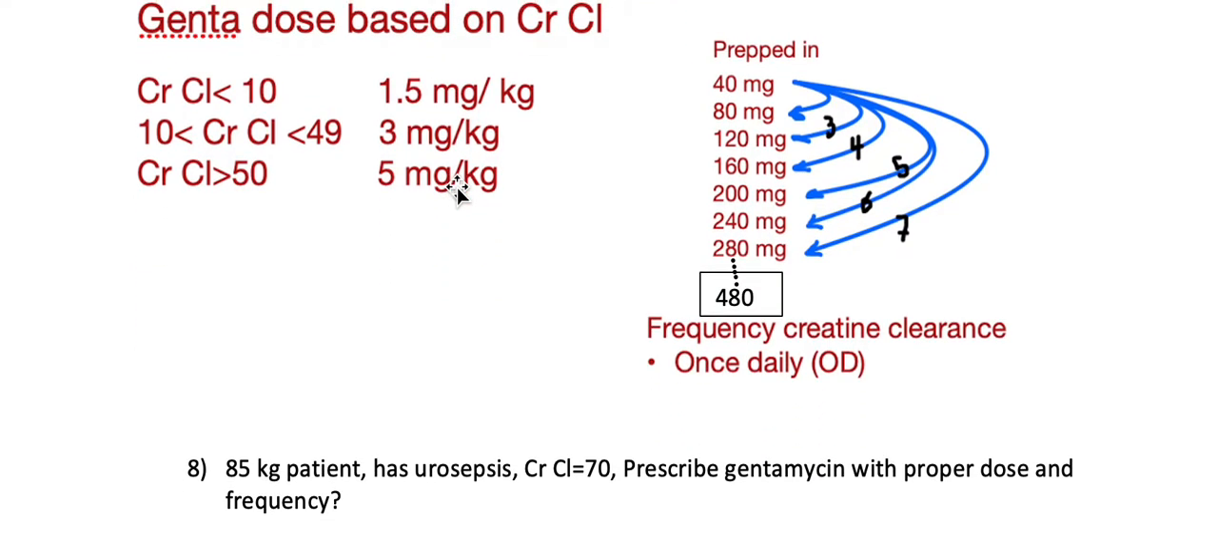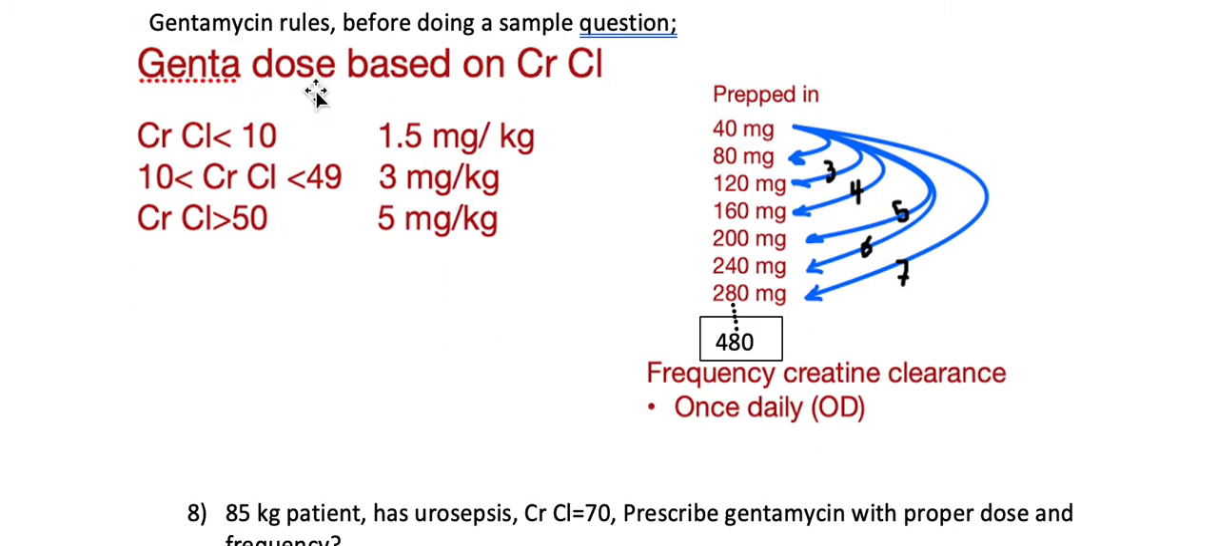It should be shorter. Okay, before we do sample questions for gentamicin, let's learn about the rules. The rule of how many milligrams per kilogram we're going to give to the patient is based on their creatinine clearance. If the creatinine clearance is more than 50, you can give them higher doses of gentamicin, 5 milligrams per kilogram. If it's between 10 to 49, give him 3 milligrams per kilogram. And if it's less than 10, so if he's doing really bad, you want to give him lower doses of 1.5 milligrams per kilogram of gentamicin. Okay, so the dose is based on the creatinine clearance.